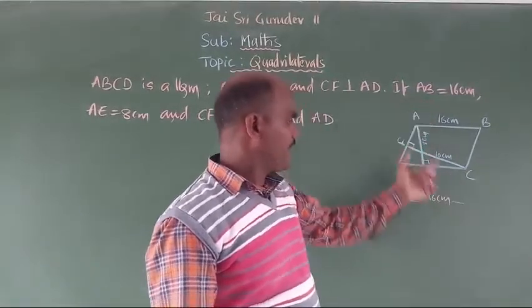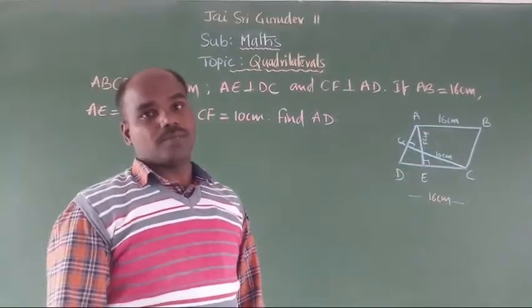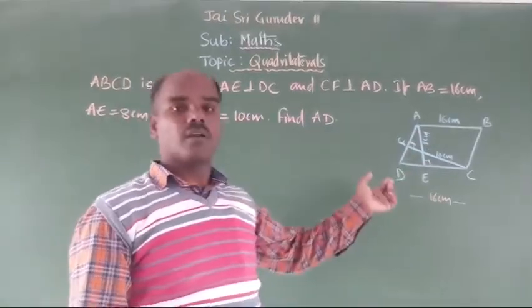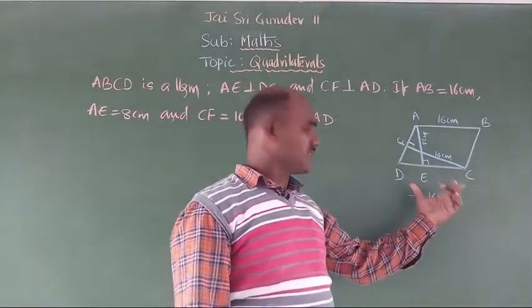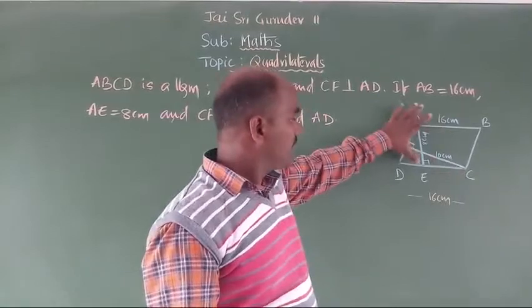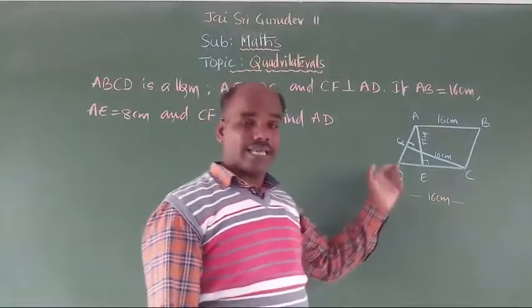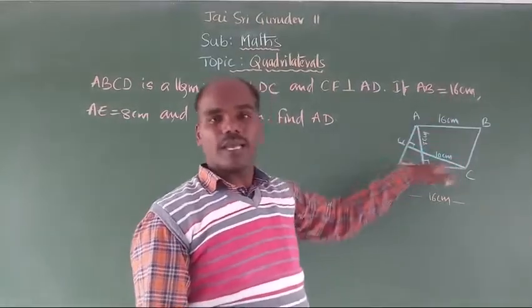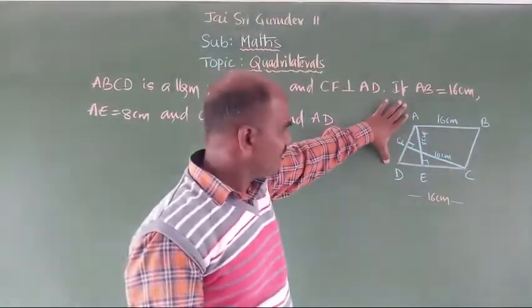AE is perpendicular to CD. To find the area of the parallelogram, what is the formula? Base into height. So we consider DC as the base and AE as the height. From that we get the area of the parallelogram ABCD. Afterwards, we find AD.